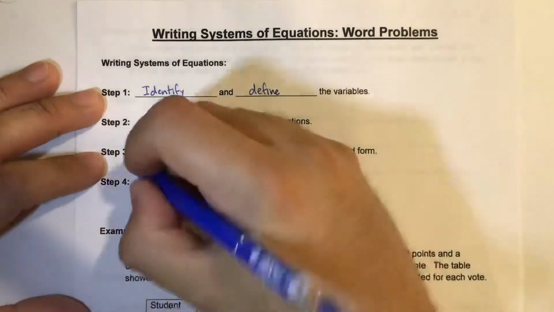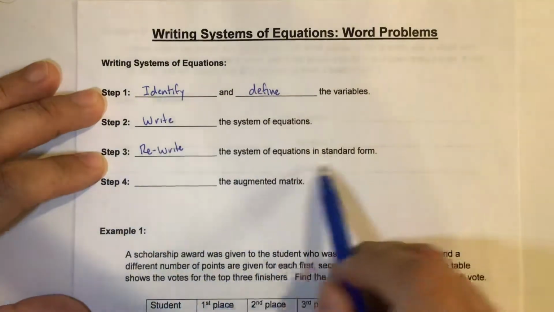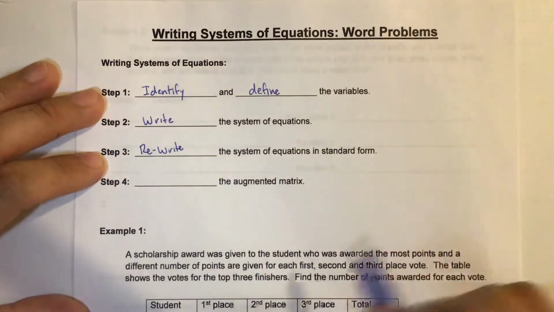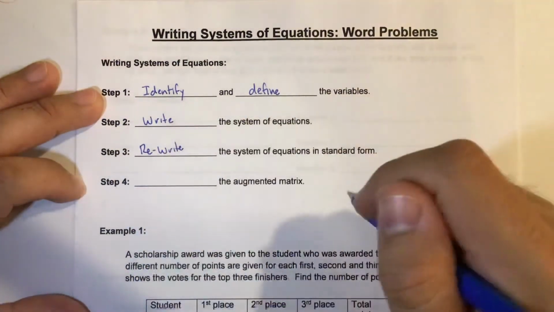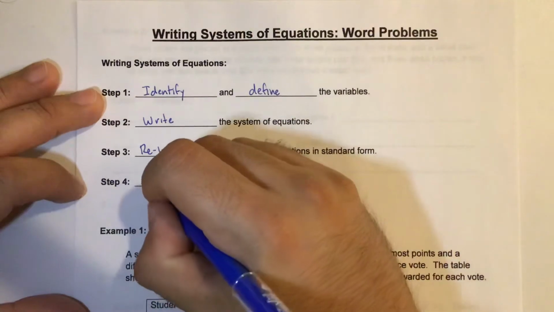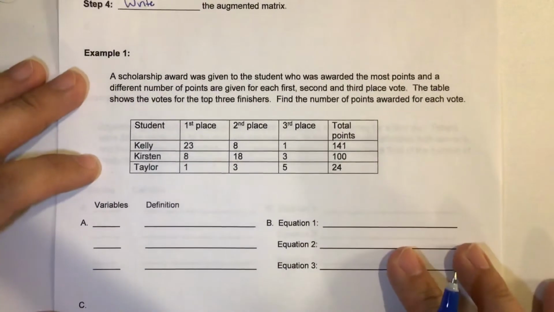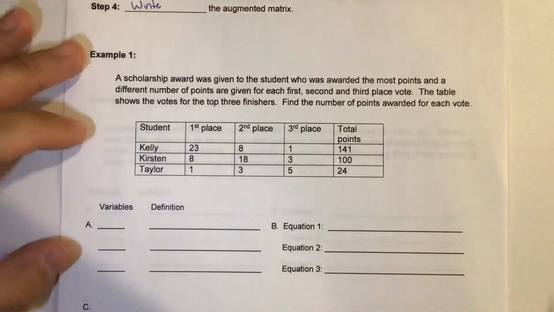Then what we're going to do is rewrite the system of equations in standard form, which is ax plus by plus cz is equal to d. And last, we are going to convert that to an augmented matrix. We're going to write the augmented matrix. Okay, so let's take a look at these word problems here. First, I'm going to read through it, and then I'm going to write my variables, define them, write the equations, and then convert it to an augmented matrix.